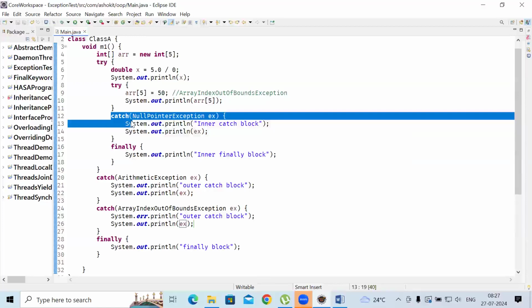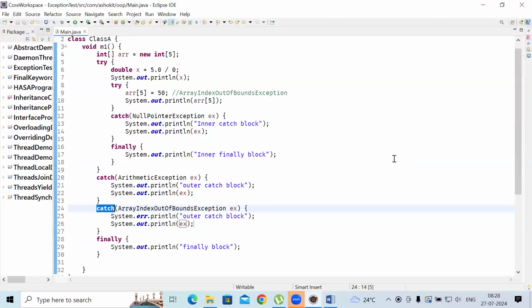If the inner catch block is not catching it, it can be caught by the outer catch block. The outer catch block also. Am I clear with you? It can be caught by the outer catch block also. Am I clear with you guys? Did everyone understand this point?